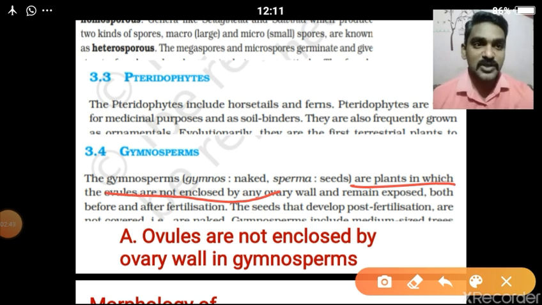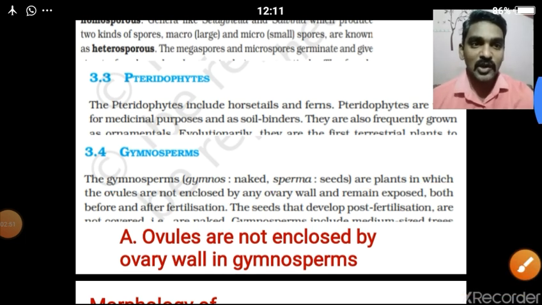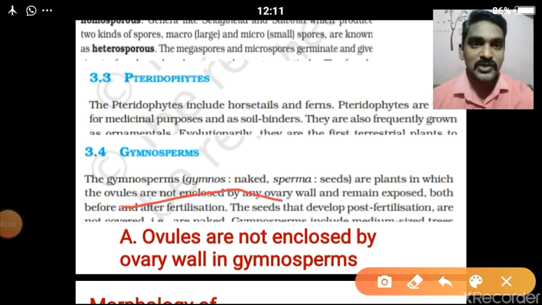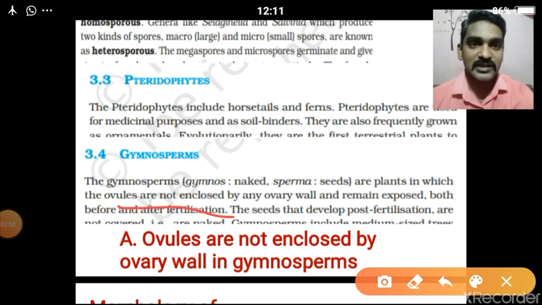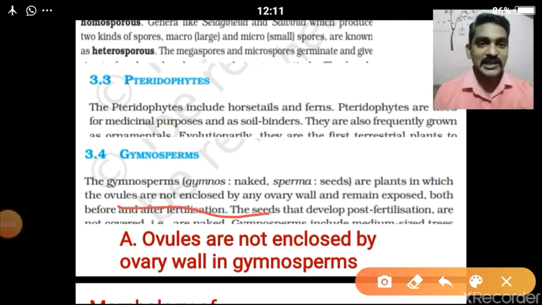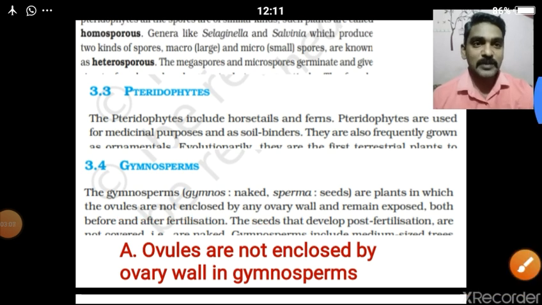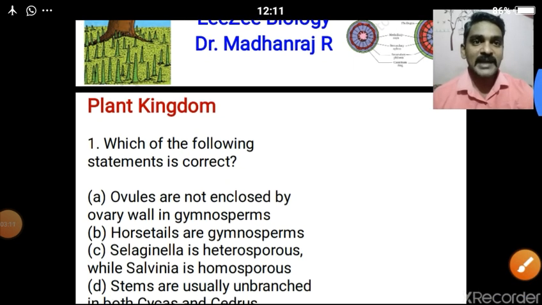You can see the option also here. Ovules are not enclosed. You can clearly see here, right? Ovules are not enclosed. They have given it directly. So that is the correct option. So the answer is option A: ovules are not enclosed by the ovary wall in gymnosperms. So this is a direct question from the chapter Plant Kingdom.